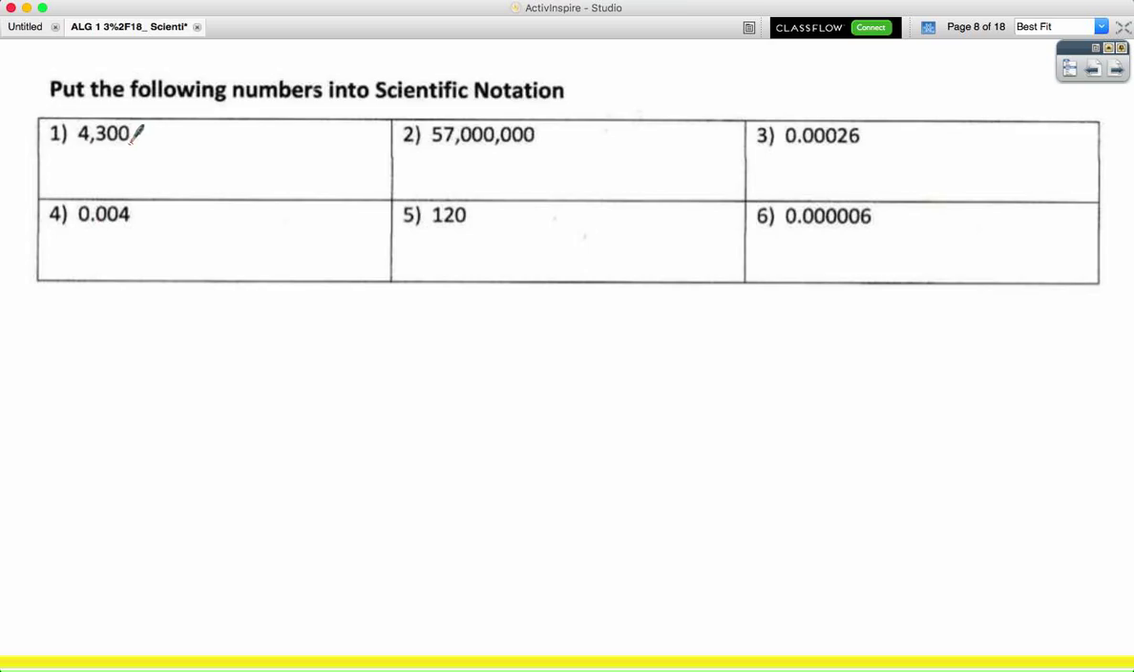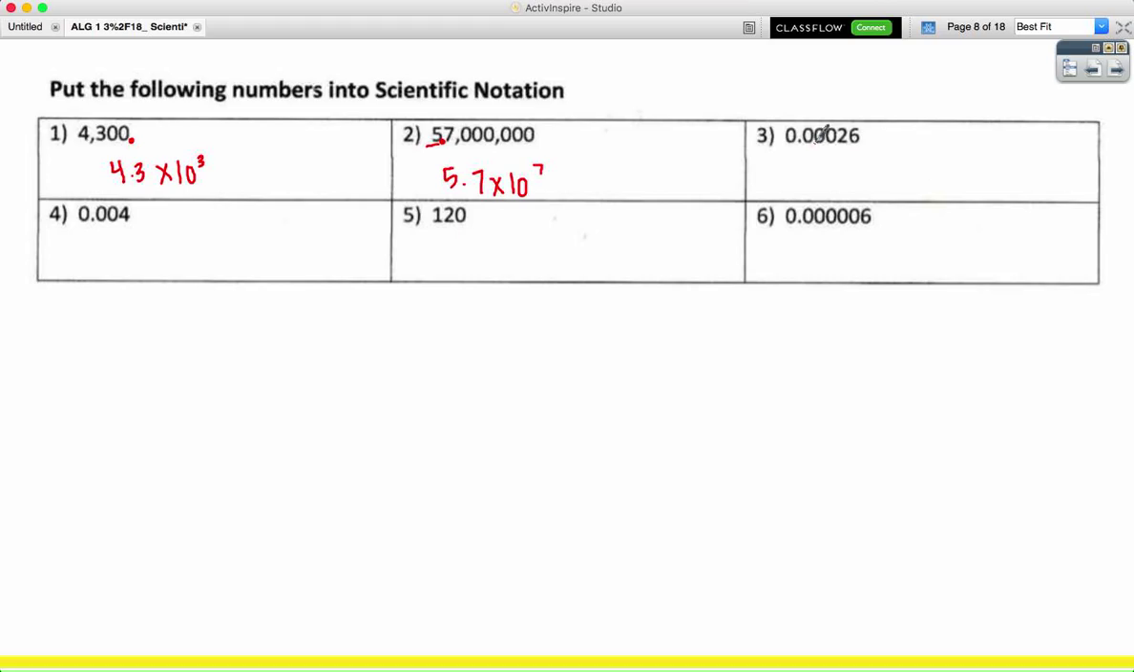So on question number 1, I'd have to move the decimal 1, 2, 3 times, so 4.3 times 10 to the 1, 2, 3, so positive 3 power. If there are zeros after the decimal, you do not have to put it. So then this next one, we got 1, 2, 3, 4, 5, 6, 7 times until there's one number to the left of the decimal. So 5.7 times 10 to the positive 7th power.